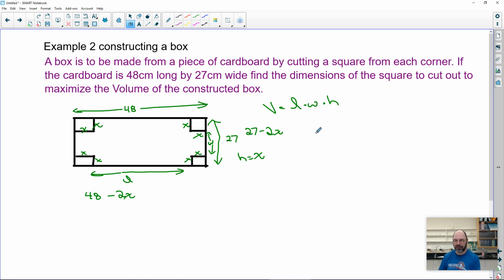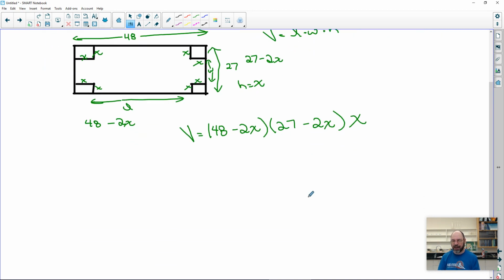Okay, so let's write out the volume now that we know all the dimensions. The volume equals the length, which is 48 minus 2x. The width, which is 27 minus 2x. And the height, which is just x. So we have it all in the variable of x, one variable, so we don't have to convert anything. We just have to expand it so that we can maximize the volume of this box. So we're going to get our calculator out to do some multiplying of 48 and 27.